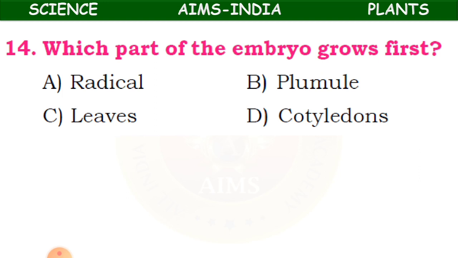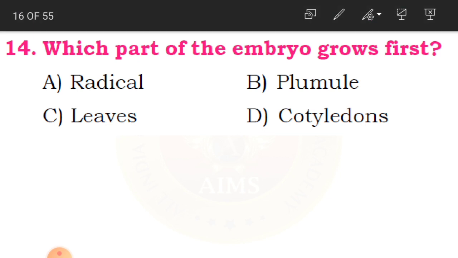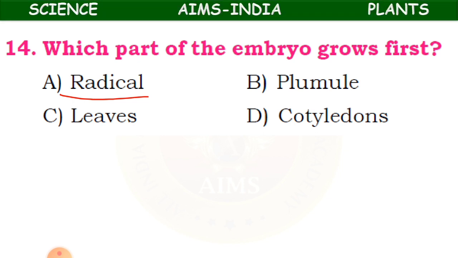Which part of the embryo grows first? What did we learn, children? We have the radicle, plumule, leaves and cotyledon. First, what happens? First it has to develop into the root system. And where does this happen? That is the radicle. Radicle, that is A option. A option is the correct answer, radicle. This part is going to grow first.